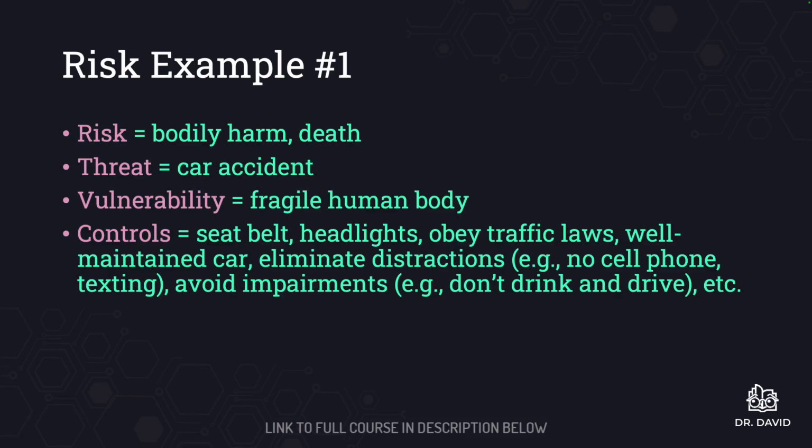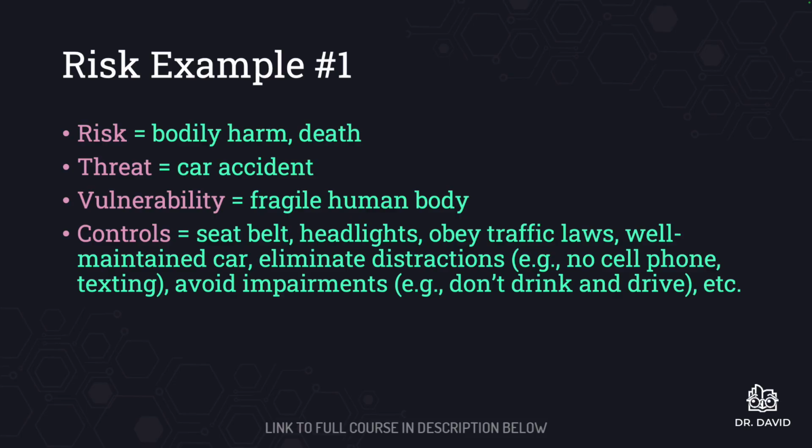If we're driving early in the morning or late at night, or anytime I guess it's dark, maybe there's an eclipse, we're going to turn our headlights on. We are going to obey traffic laws. We are going to maintain our vehicle. That would be making sure that the windshield wipers are working, that the tires are inflated properly, and that any other mechanical issues are resolved. We are also going to eliminate distractions, so we're not going to talk on the phone or text while we're driving, and we are also going to avoid any impairments. For example, we're not going to drink multiple alcoholic beverages and then get in the car and drive. And so all of these different things that we do, our seatbelt, our headlights, obeying traffic laws, these are controls.